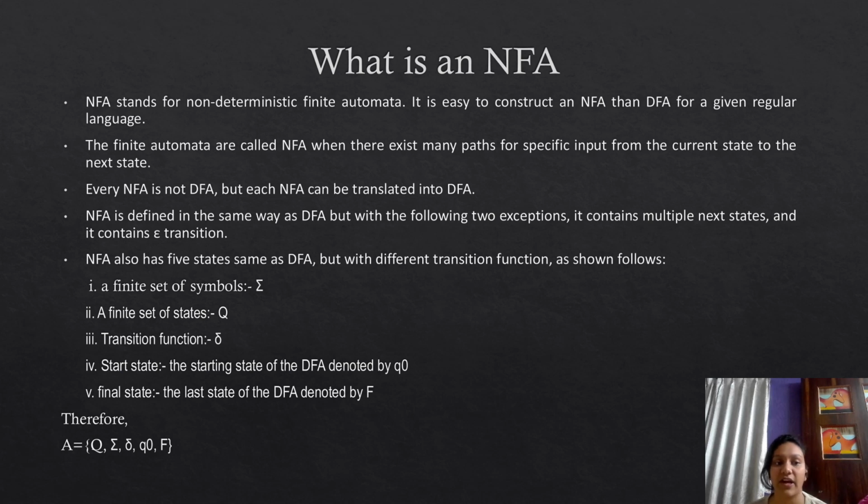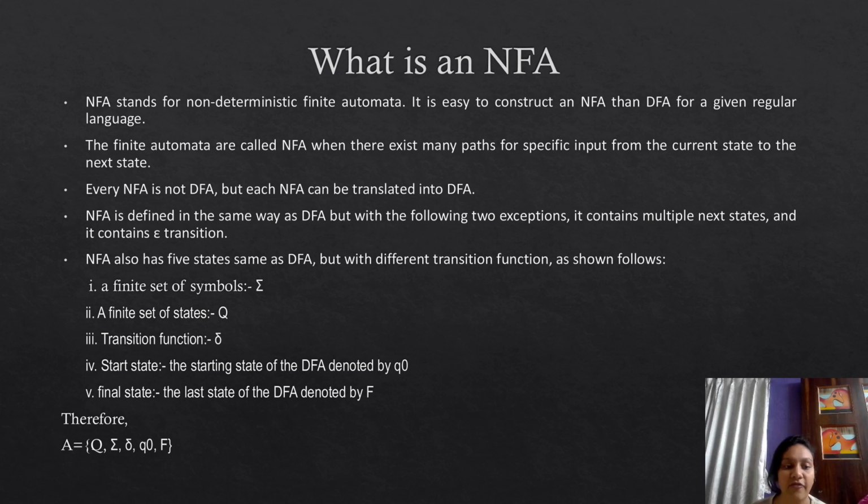Now, what is an NFA? NFA stands for non-deterministic finite automata. It is easier to construct compared to the DFA for any given regular language. The finite automata are called NFA when there exist many paths for a specific input from the current state to the next state. Every NFA is not a DFA, but each NFA can be converted or translated into a DFA. NFA is defined in the same way as a DFA, but with the following two exceptions. It contains multiple states and it contains an epsilon transition.